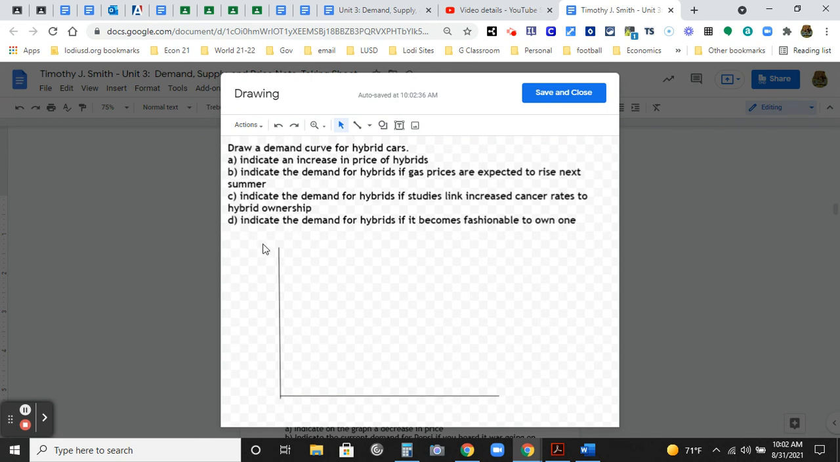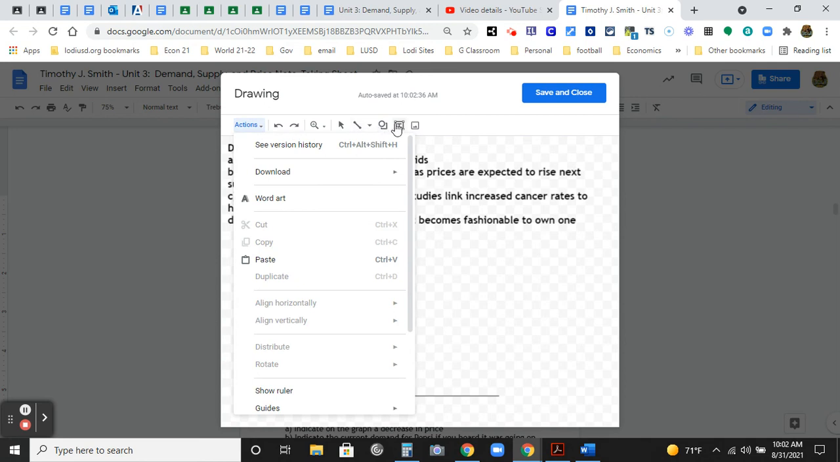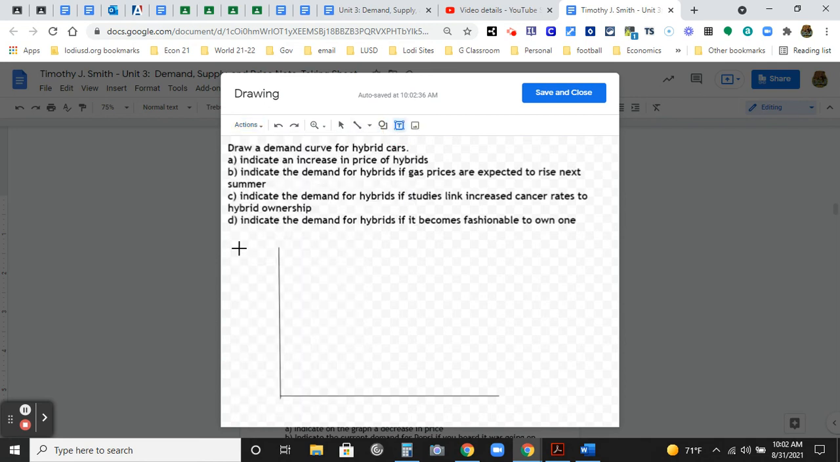Let's put in a text box. So look for the action. You see this one right here? I think this is a text box. And we're going to just make up some numbers. Let's say 50K, and then 40K, and 30K, and then 20K, and 10K.